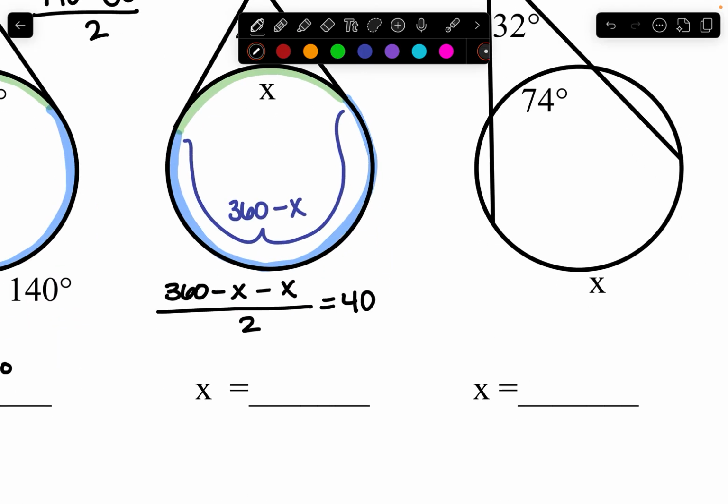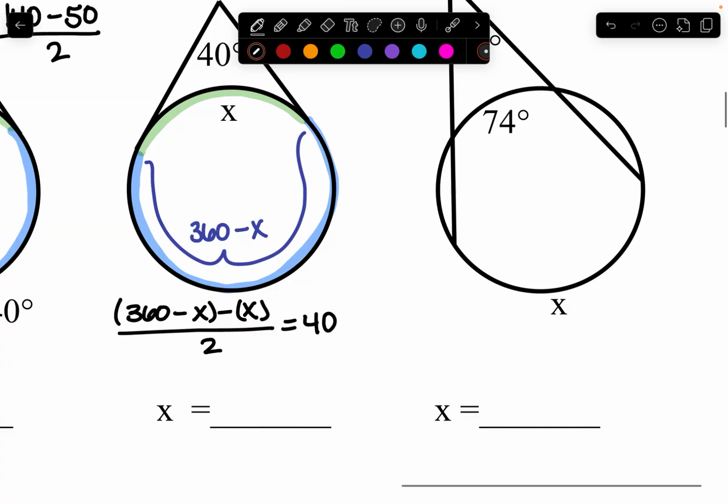That's what this is. It's 360 minus x. That's the blue arc. And then minus x is my green arc. So it's those 2 arcs that are being subtracted from each other, which is funky. It's not 360 minus x. It's 360 minus x again. Okay, this is important. I'm running out of space. This will be 360 minus 2x equals 80. I just went ahead and multiplied both sides by 2.